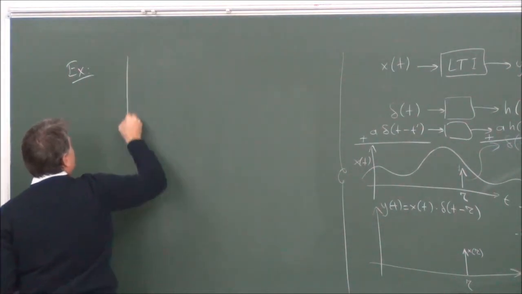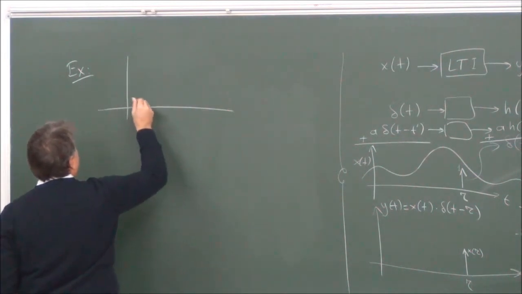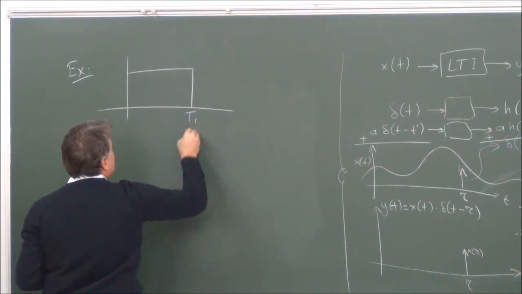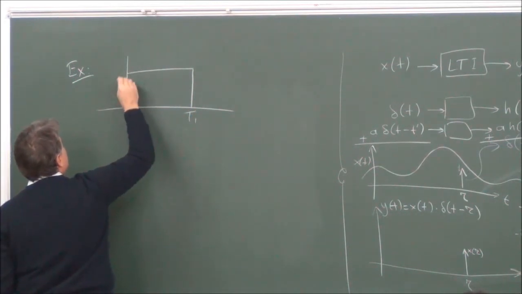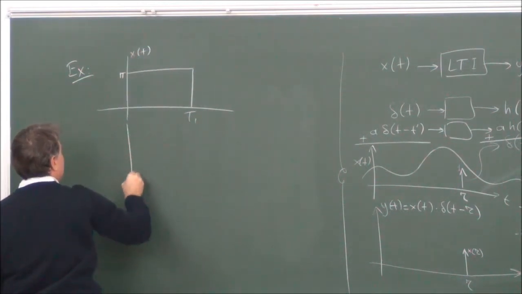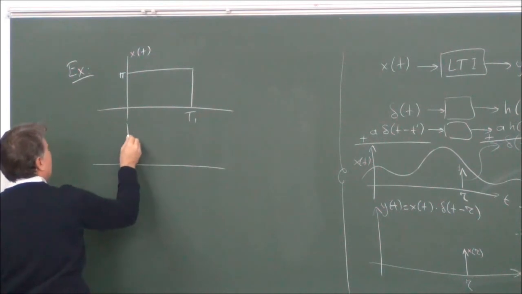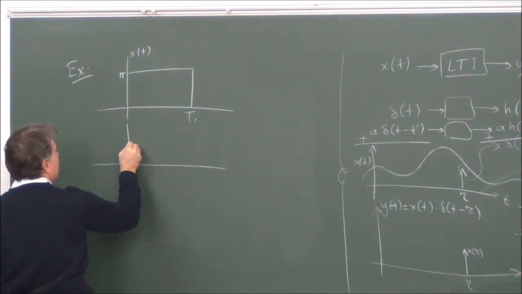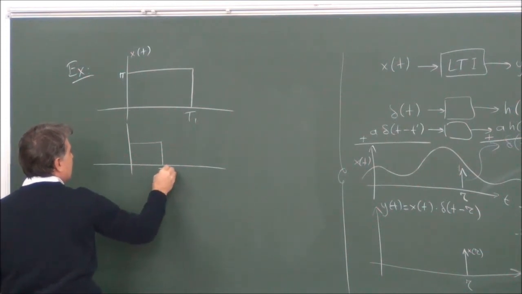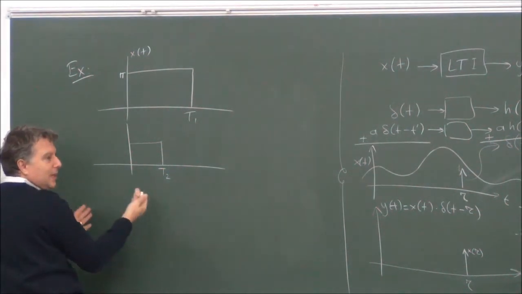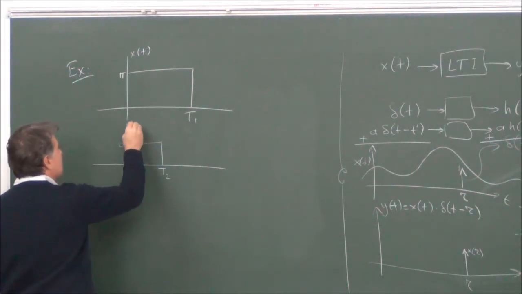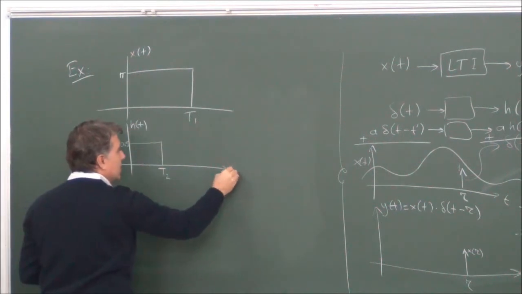Now, what sort of a situation do we have? Suppose this is capital T1, and this is pi for x of t, and we have, this is capital T2, a different length. Let's assume it is shorter. And this value is 0.5, which is the impulse response.